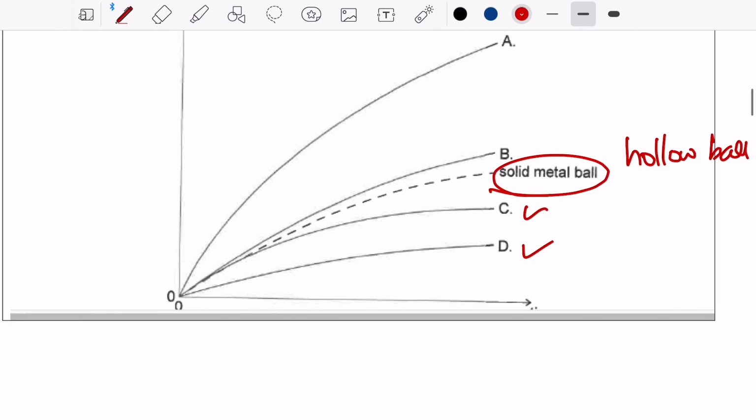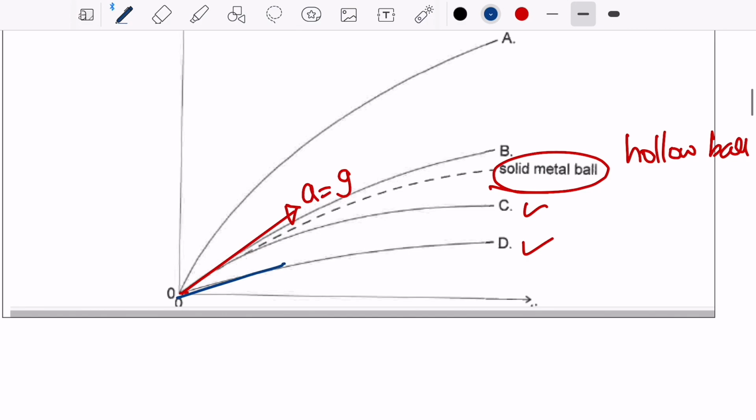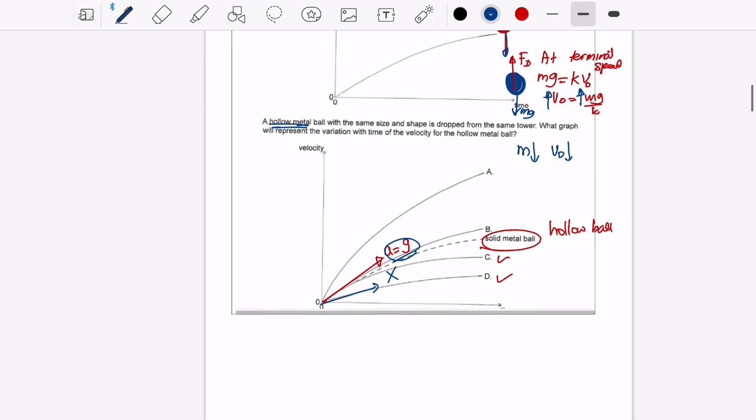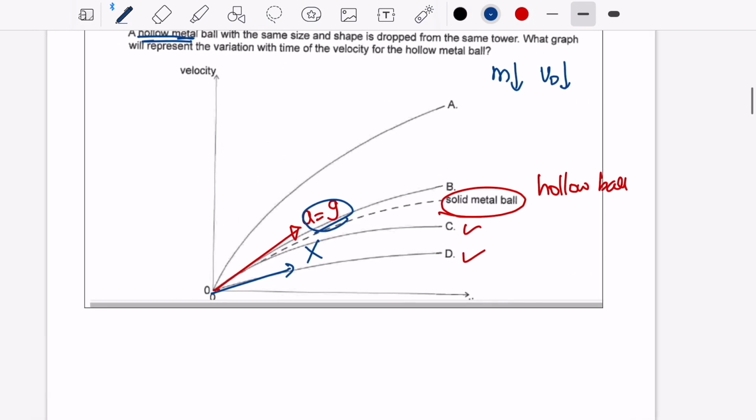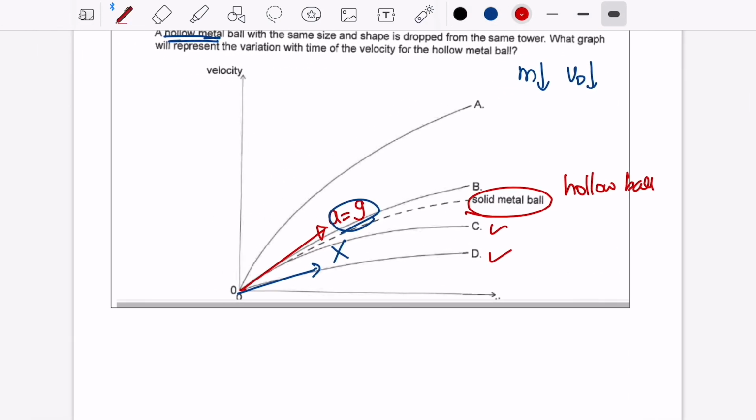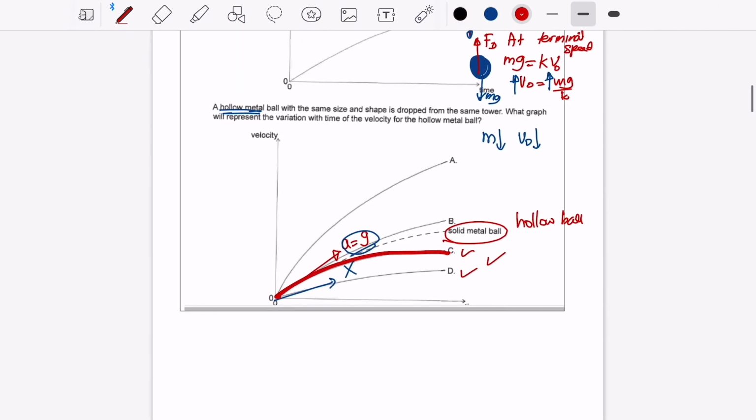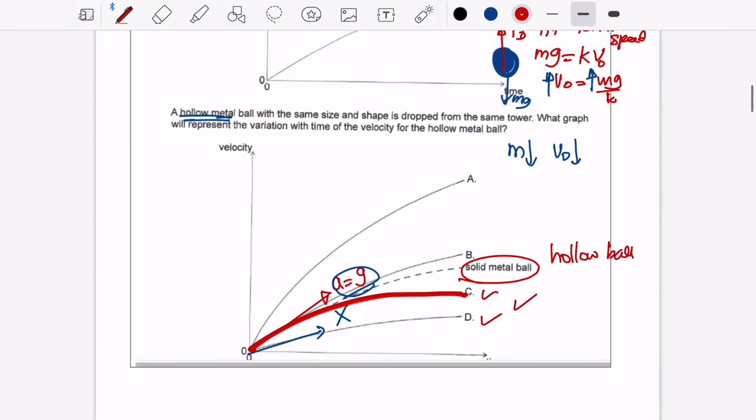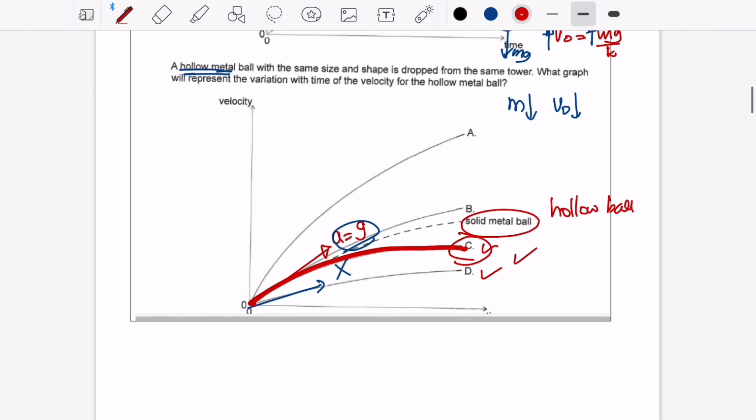The problem with answer D is how it shows the beginning. See, at the beginning the solid metal sphere has acceleration g, right? The gradient is that. But this one is different. They have to start from g equals 9.81 acceleration. So only C gives the correct answer. C shows you are starting from 9.81 and you are reaching a lower terminal speed. So for question number 5, the answer has to be C.